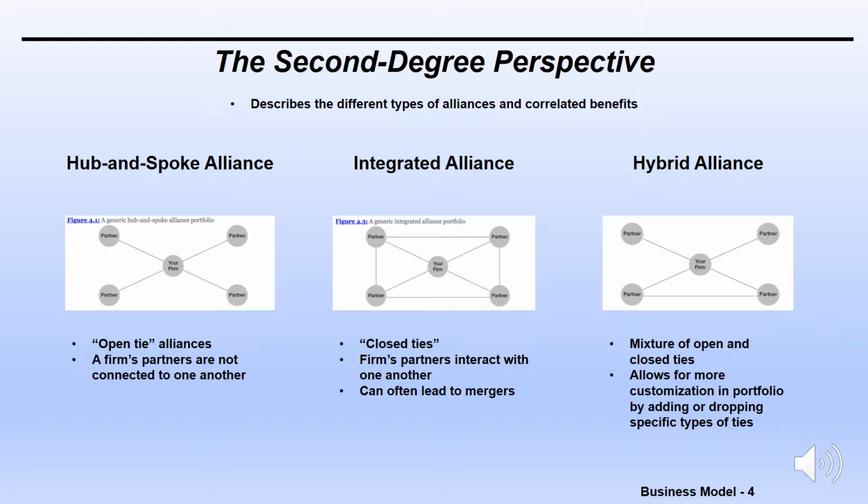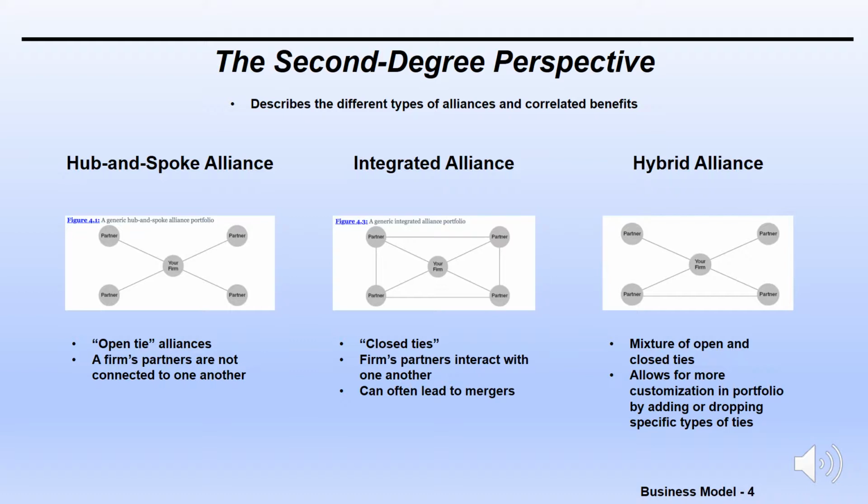What that means is that the firm's partners or alliances aren't connected to one another, and their benefits only go one way back and forth with each other. Their partners do not benefit from each other. The second type is the integrated alliance. This alliance has closed ties, which is essentially the opposite of the hub and spoke. In this type of alliance, the partners can interact with each other and they can benefit from one another as well. This often leads to mergers from companies, but it doesn't always happen that way.